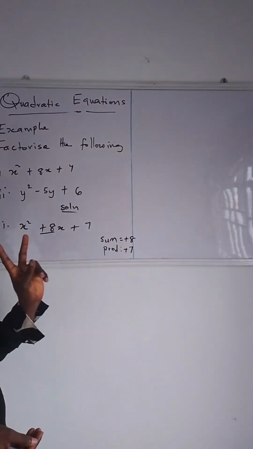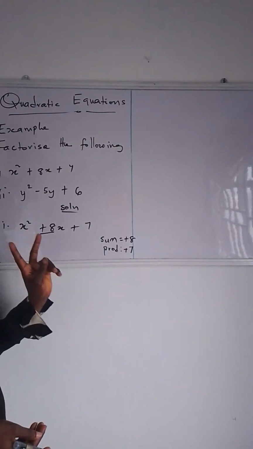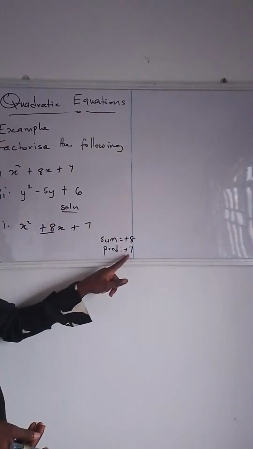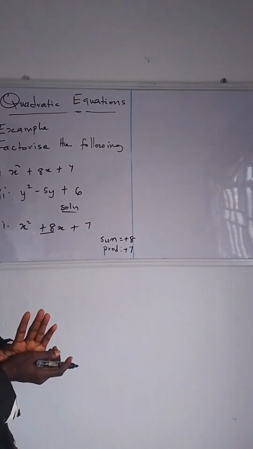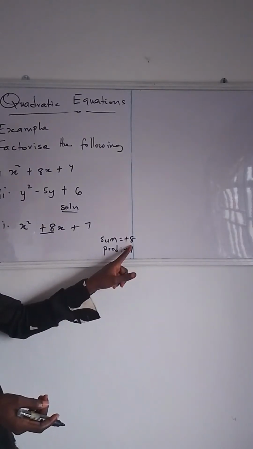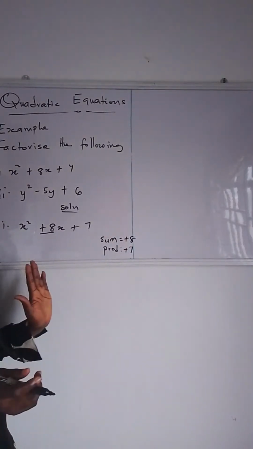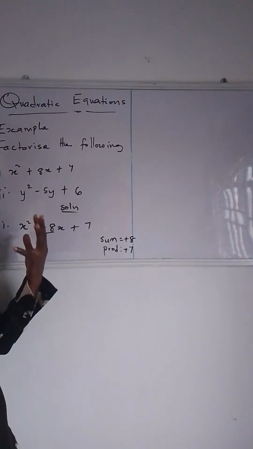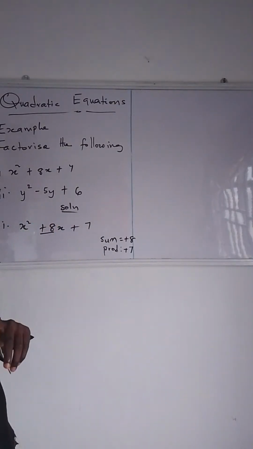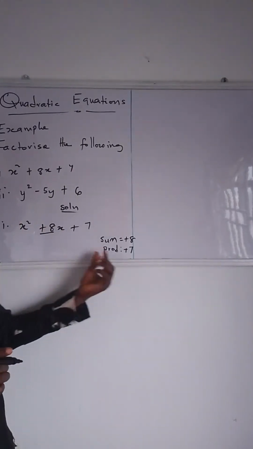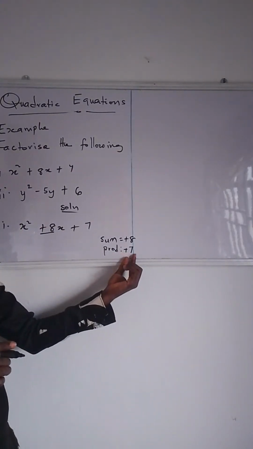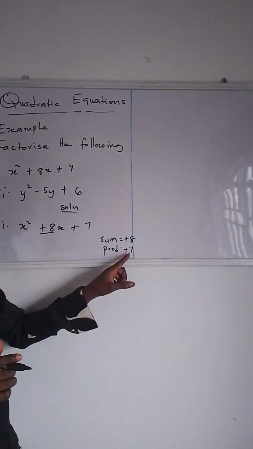Now, you look for two numbers such that when you multiply the numbers together, you will have 7, and when you add the two numbers together, you will have 8. Those two numbers are what you just need to rack your brain and get. Now, let me help you out. The two numbers must be factors of the product.